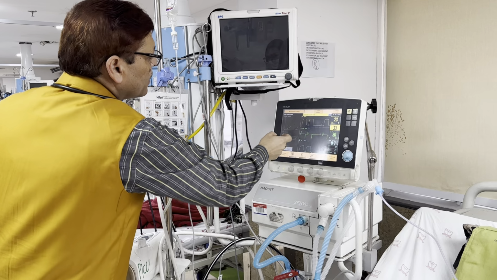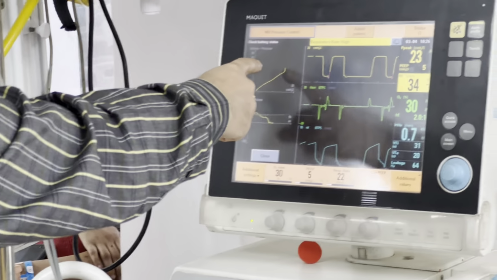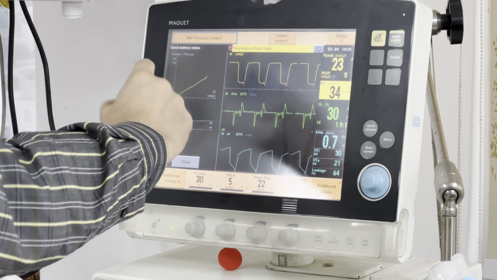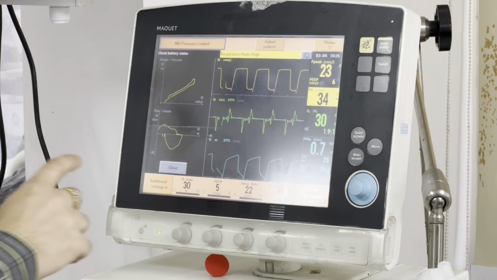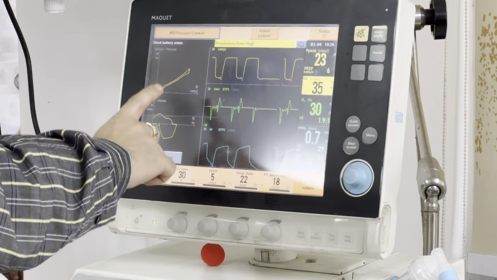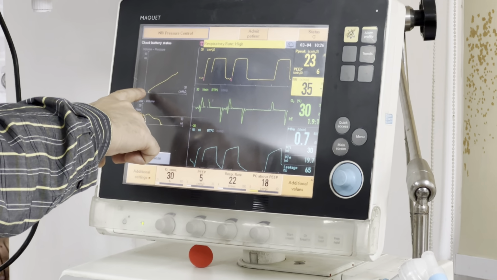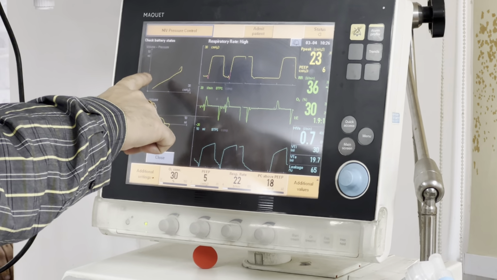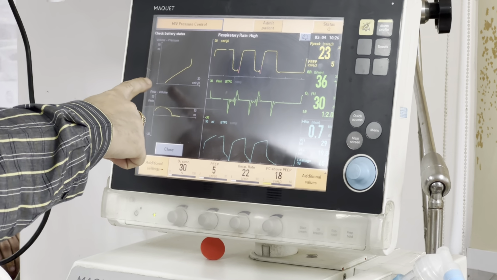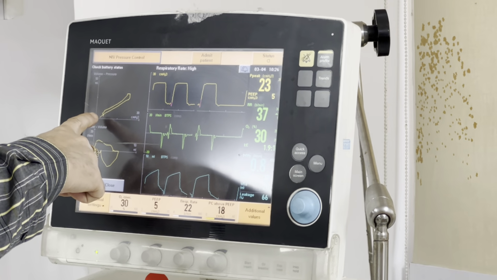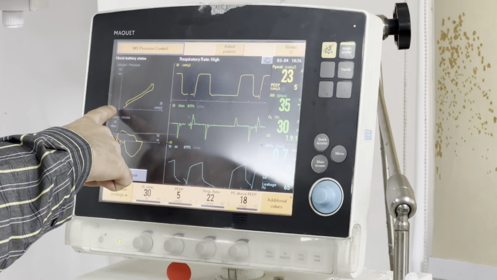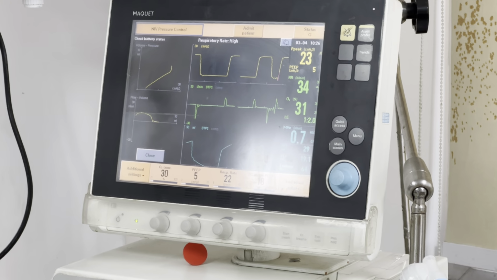Now quickly see the loops. This is the volume pressure loop, this is the flow volume loop. Volume is constant in both the loops, upper and lower. Variable is pressure and flow. Here the x-axis is pressure, the y-axis is volume. We can see here this is the inspiratory phase. This is the limb of the inspiratory phase, and coming down is expiratory.